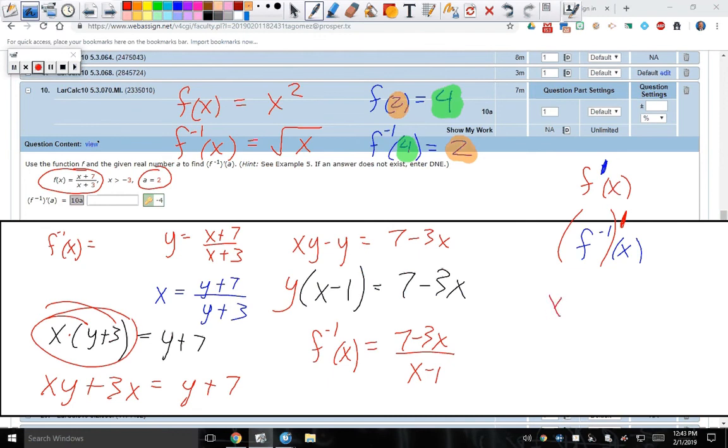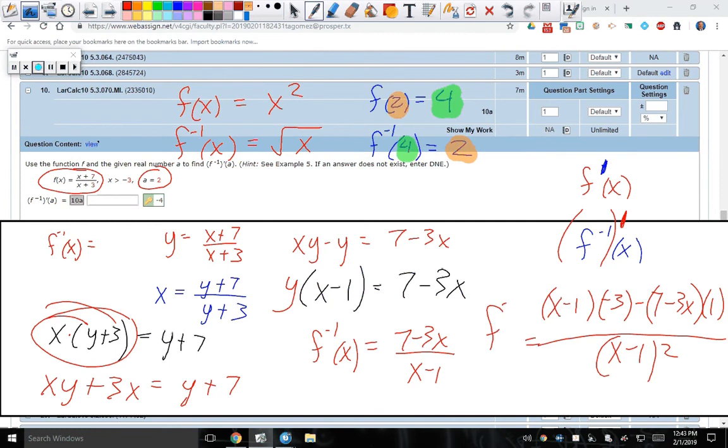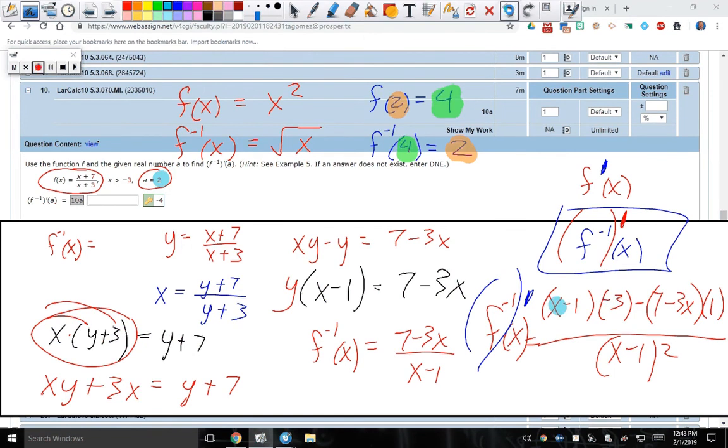So we're going to do low d high minus high d low all over low squared. This is the derivative of the inverse function of f of x. Okay, we just found this. Now we're going to plug in 2. We're going to plug in 2 everywhere where we see the input. And let's see what we get.